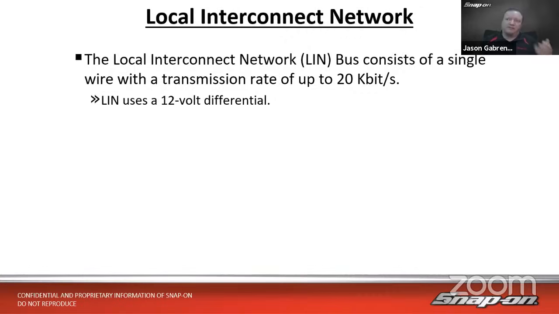So it's, once again, a single wire, and it has a transmission rate of up to 20 kilobits per second. So once again, we don't need to drive the car with a LIN bus. We need to turn things on and off with a LIN bus. So that's why it doesn't need to be that fast. It just needs to be fast enough for a human being to notice when it happens, right? So LIN uses a 12 volt differential, as we had mentioned earlier on when we saw that first slide there.